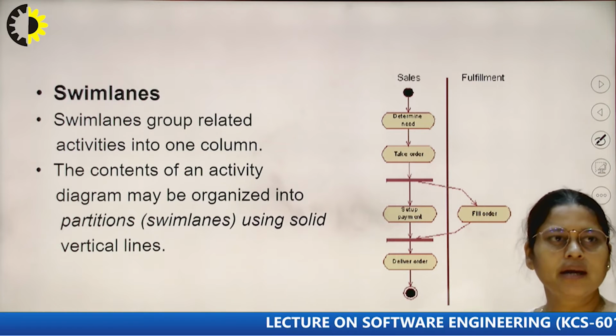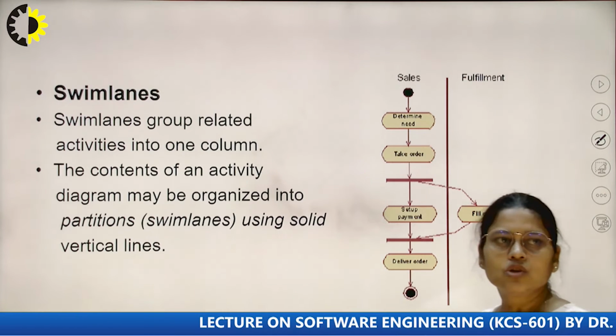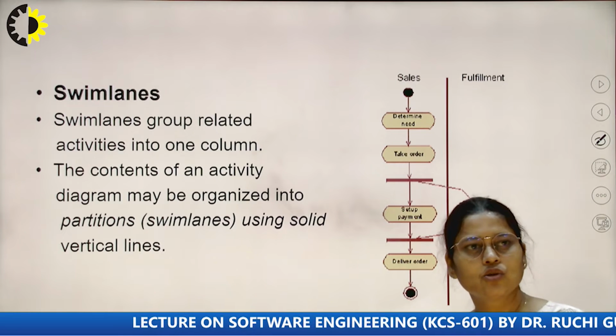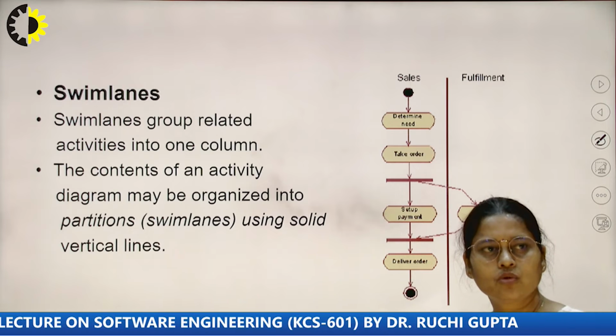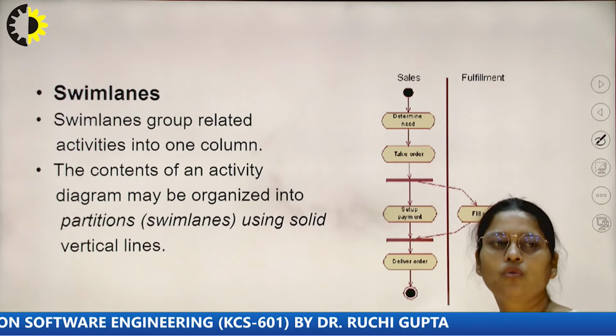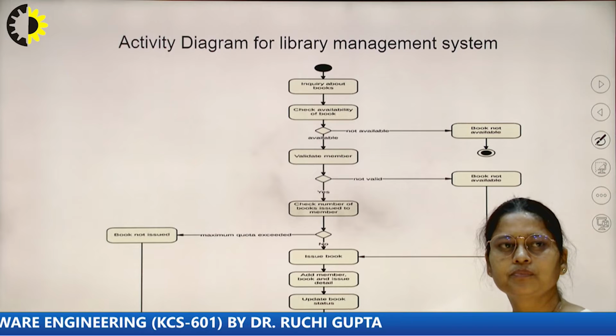This is the swim lane notation. Swim lanes group related activities into one column. It is used to group two different activities into one column, that is a swim lane.